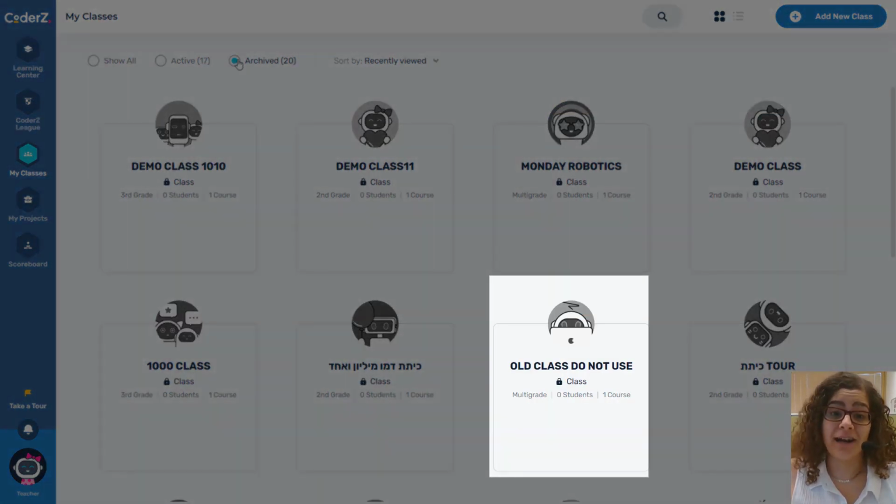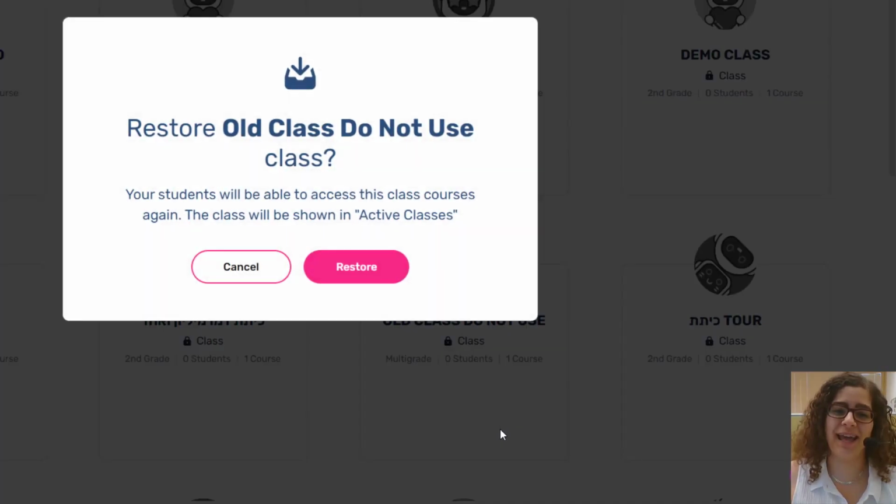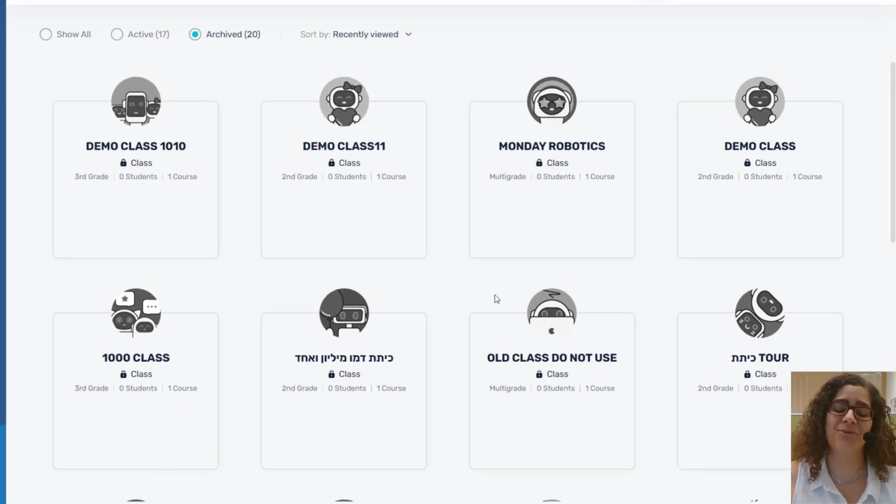That said, archiving a class is not the end. It can still be restored by hovering over it and clicking Restore. This will also restore students' access to the class's courses.